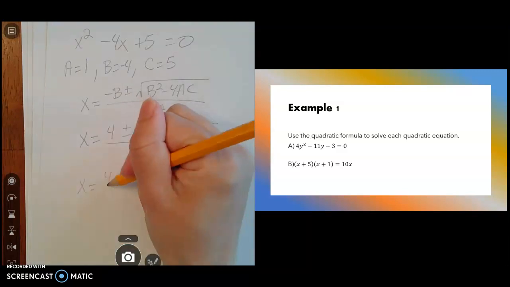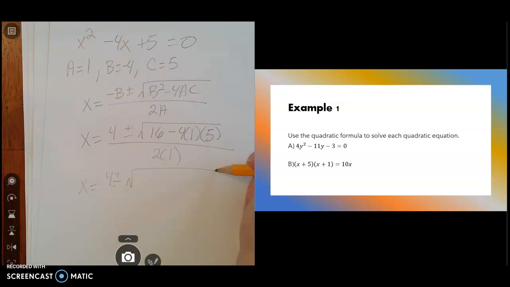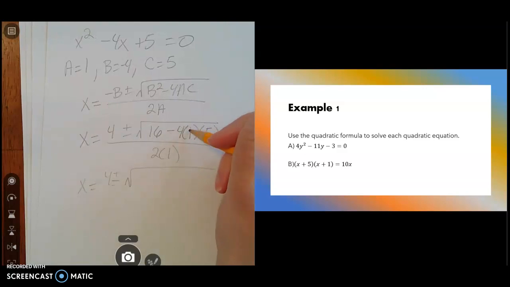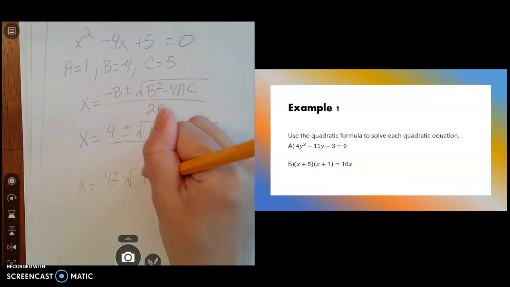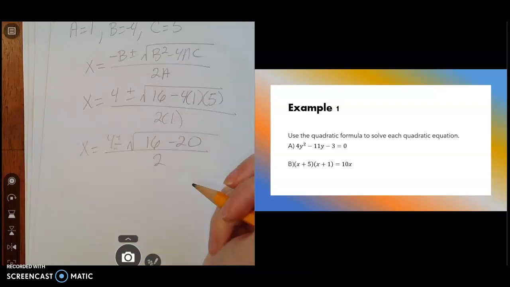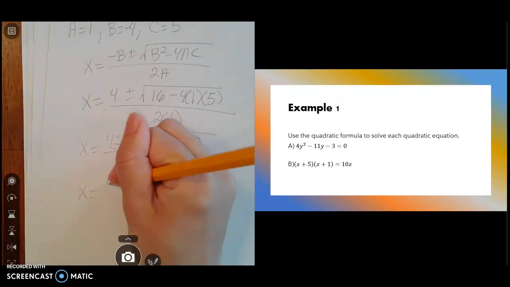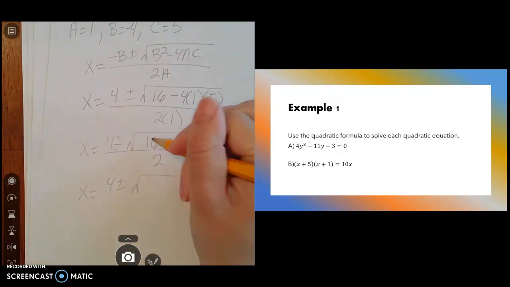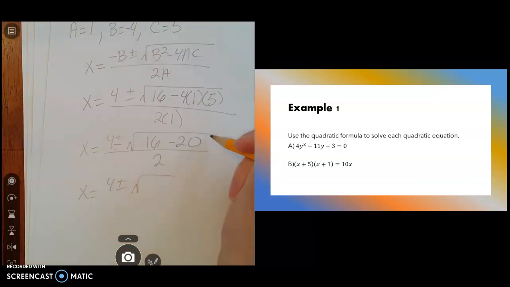So inside the square root, I'm going to do multiplication before I do subtraction. I'm going to follow order of operations. So 4 times 1 is 4. 4 times 5 is 20. So now I really got 16 minus 20. And then I can also do 2 times 1 is 2 while I'm on that multiplication step. All right, now I can go ahead and subtract inside of the square root.